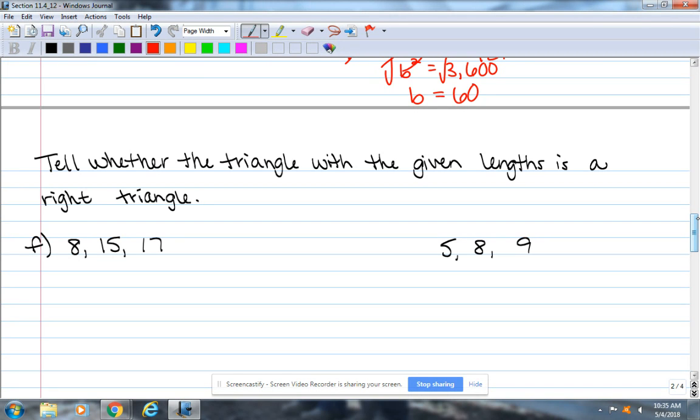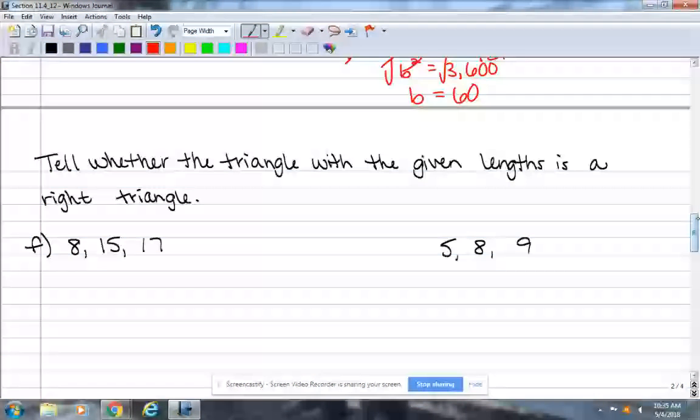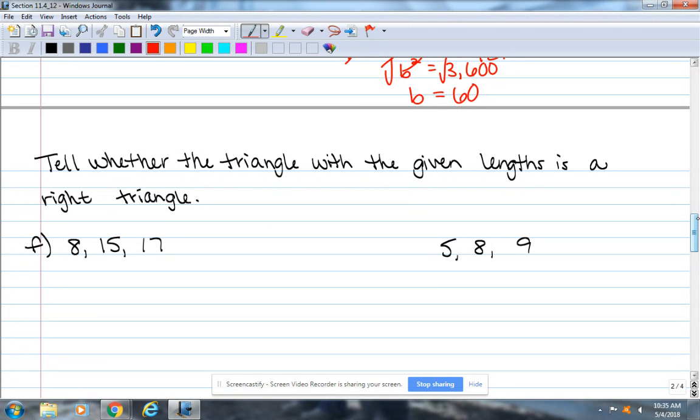So how do you think we're going to do that? You put the biggest one in for C. Yes, the biggest one has to go for C, right? Because the hypotenuse is always going to be the longest side. Does it matter which one you plug for A or B? No, they could be interchanged, but C has to be the longest side.